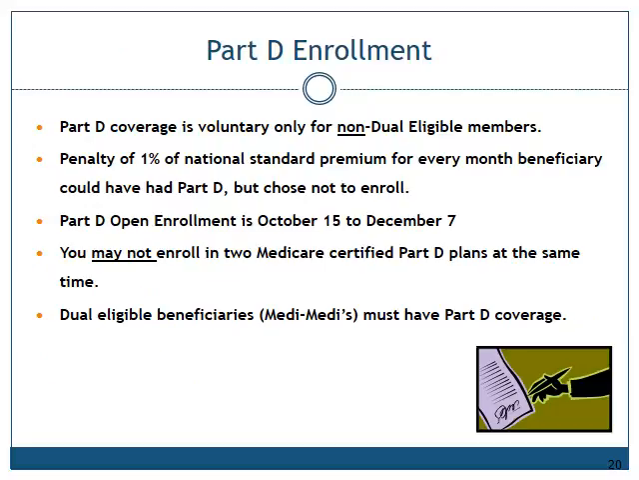Part D enrollment. Part D coverage is voluntary only for non-dual eligible members. There's a penalty of 1% of the national standard premium for every month the beneficiary could have had Part D but chose not to enroll. Part D open enrollment is October 15th to December 7th. You may not enroll in two Medicare-certified Part D plans at the same time. Dual-eligible beneficiaries, Medi-Medis, must have Part D coverage.